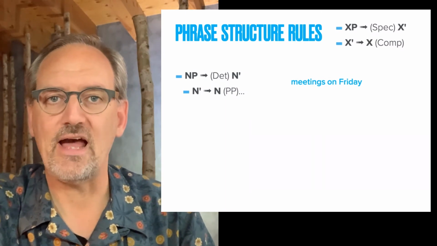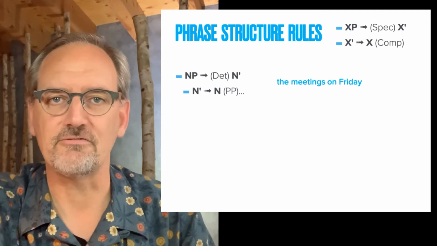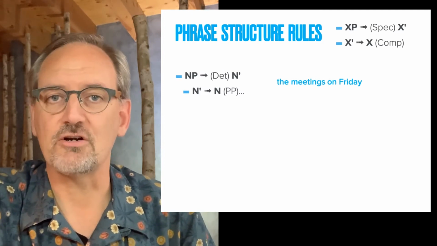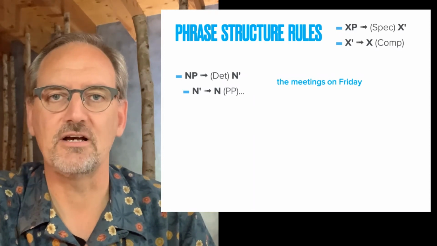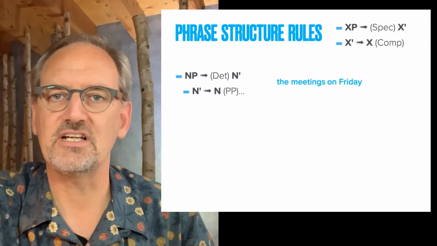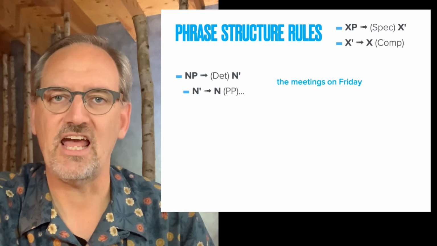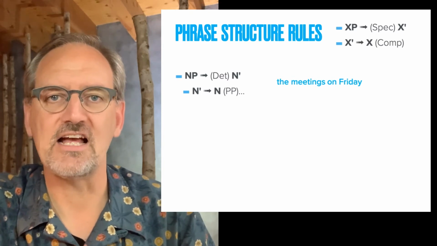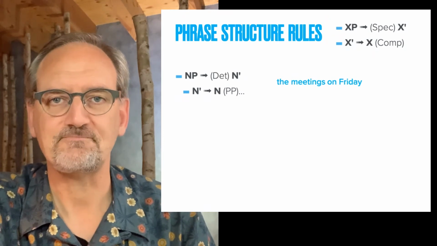Now, I could also add an additional specifier. I could refer to the meetings on Friday. Others are some meetings on Friday, those meetings on Friday. There are a number of other possible specifiers, but this would be an example of a noun phrase with meetings as the head, on Friday as the complement, and the as the specifier.